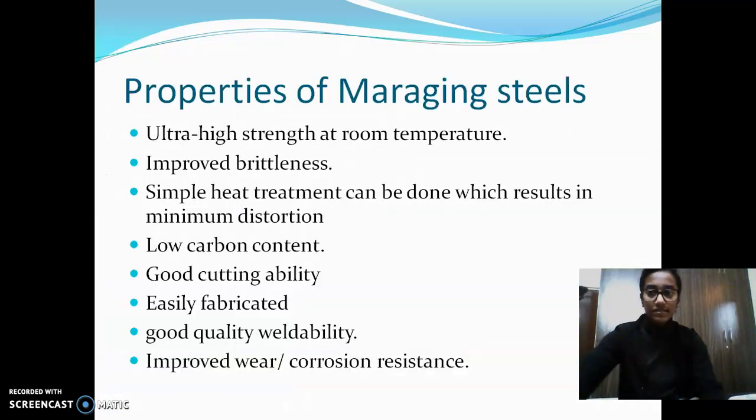Coming to the properties of Maraging steels, it has ultra high strength at room temperature. It has improved brittleness. Simple heat treatment can be done, which results in minimum distortion. It has low carbon content, good cutting ability. It is easily fabricated. It has good quality weldability. It has improved wear and corrosion resistance.